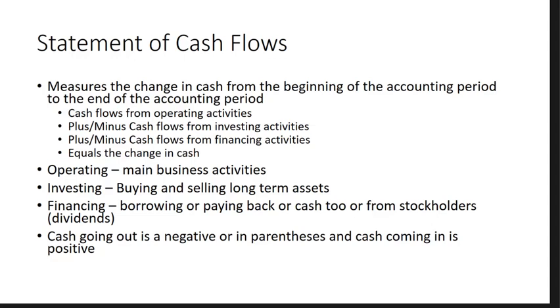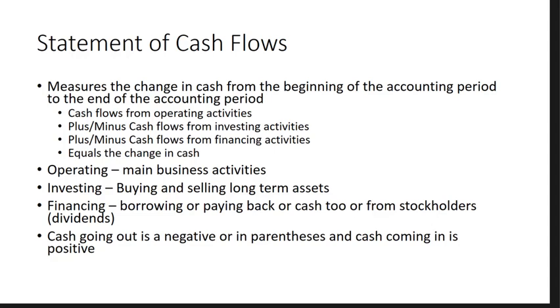Statement of cash flows. Our fourth statement measures, and this always is done last, it measures the change in cash from the beginning to the end of the accounting period. So we had $50 in cash at the beginning, we have $200 of cash at the end. How did that change? How did that happen? And it basically classifies all the changes in cash into three areas.